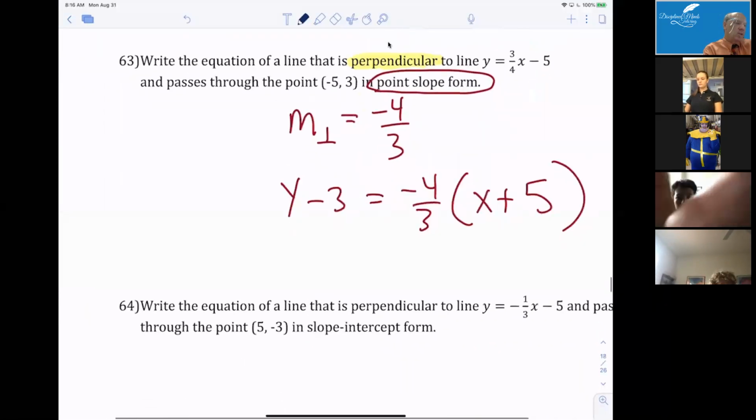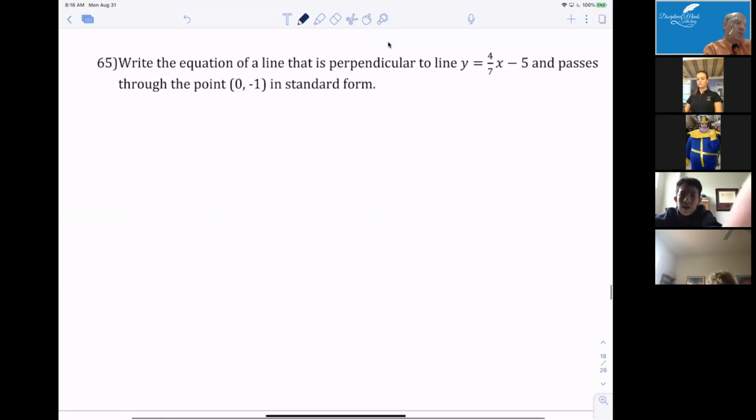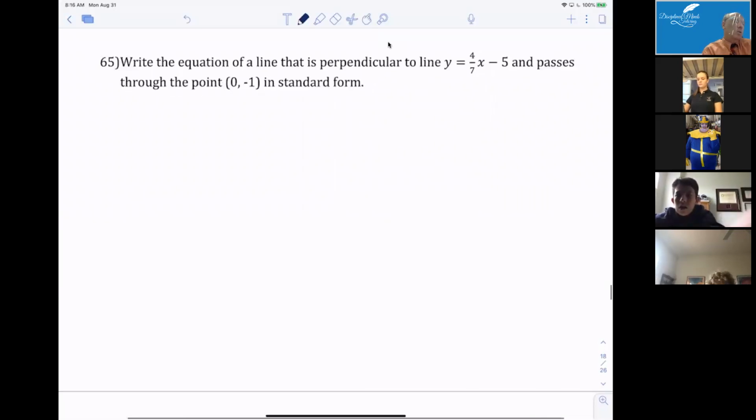Let's check out. We did 63 already, so now I'm on 65. Write the equation of the line that's perpendicular and passes through that in standard form. Now, I want everybody in here automatically: what is that right there? What's 0, negative 1? The y-intercept. If you forgot that or you didn't know that, you need to write yourself a note. That's the y-intercept. It's going to make the line graphing or writing the equation super easy.